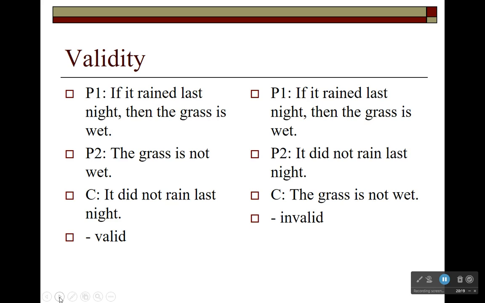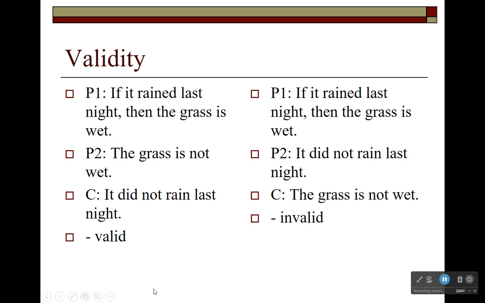Here again, what did I say is the test of validity? If the premises were true, would the conclusion be necessarily true? I want to suggest that this argument passes that test. If premise 1 and premise 2 are both true, then it is not possible for the conclusion to be false. If premise 1 and premise 2 are both true, then the conclusion is necessarily true.